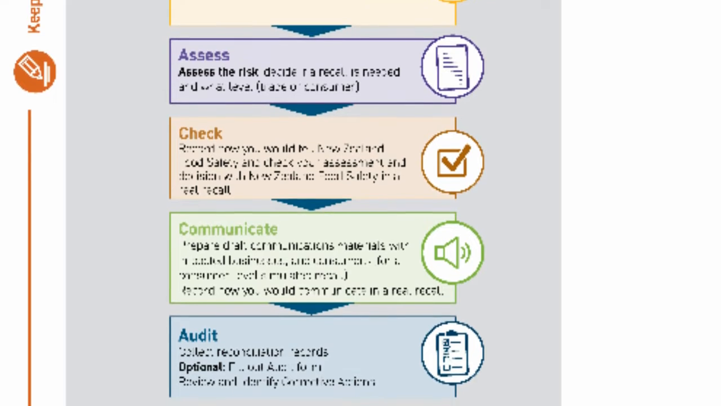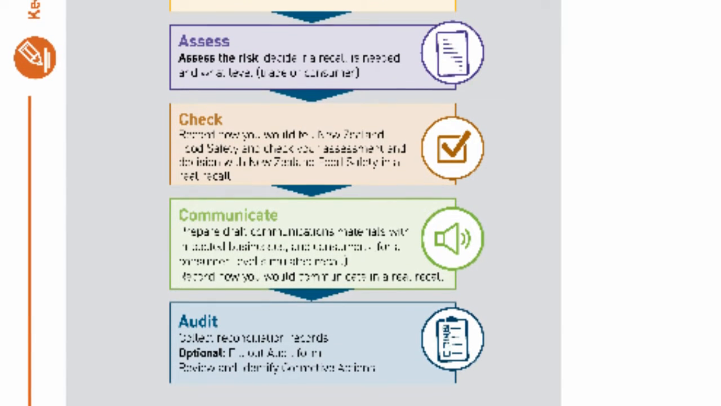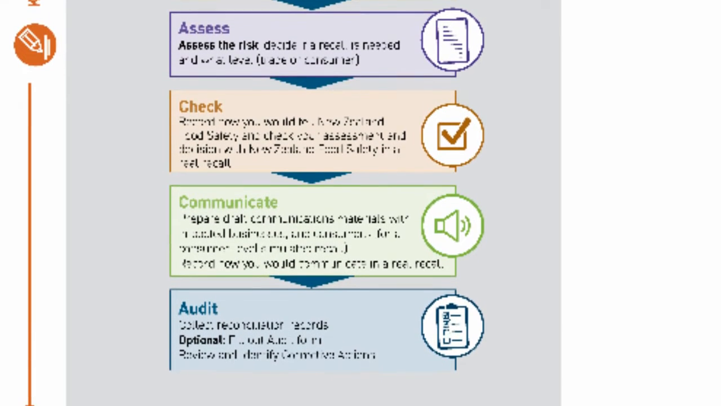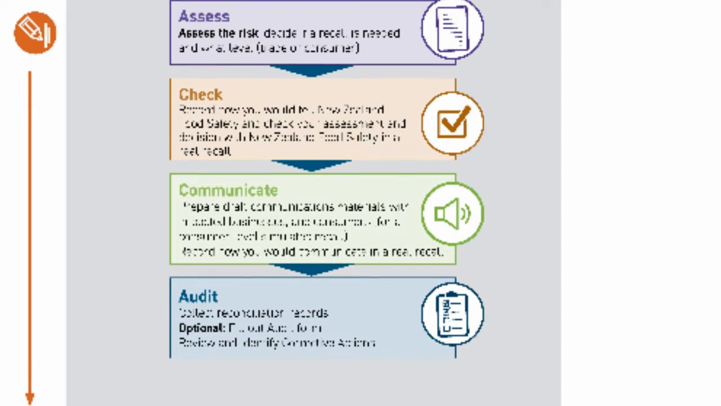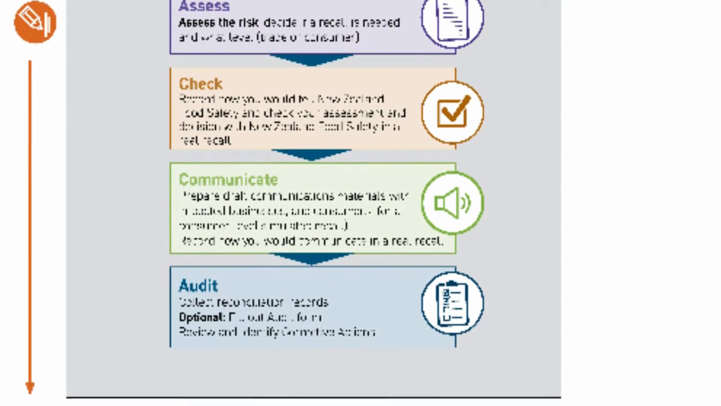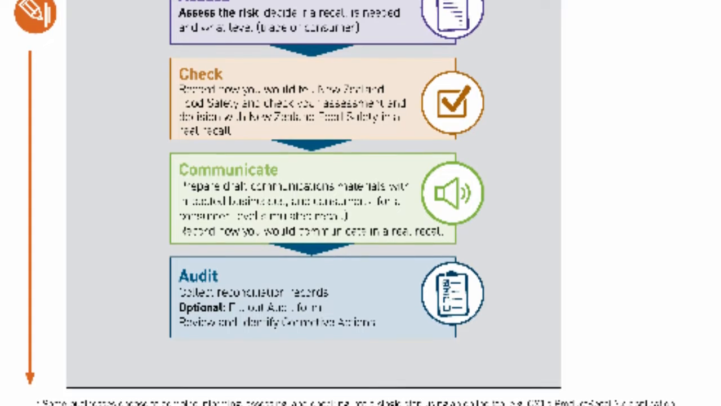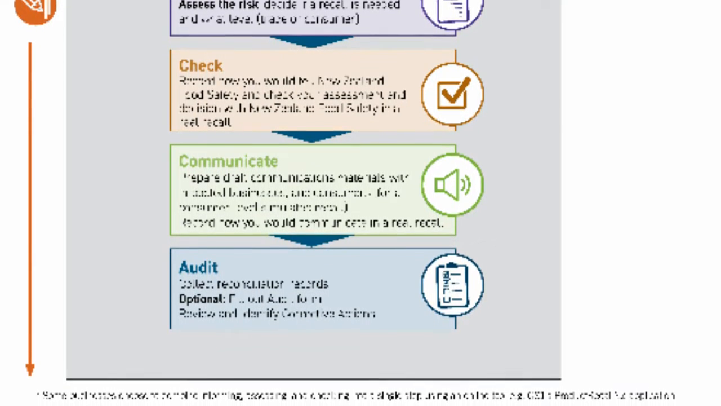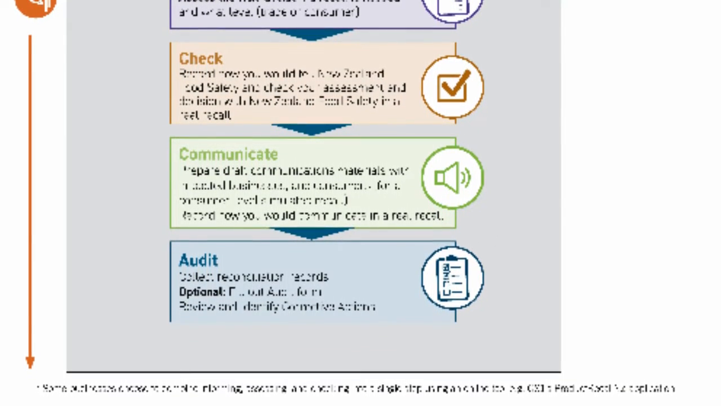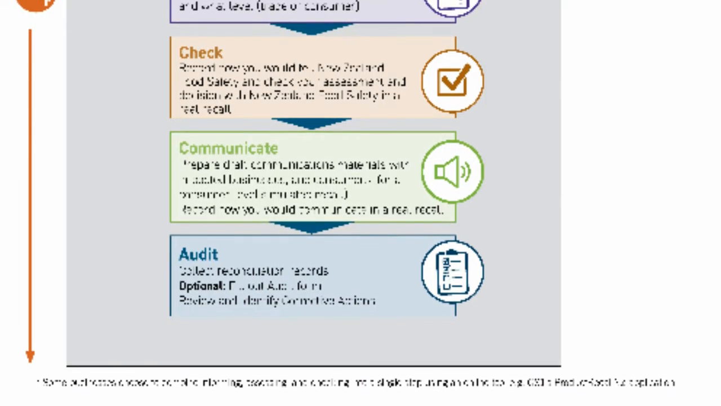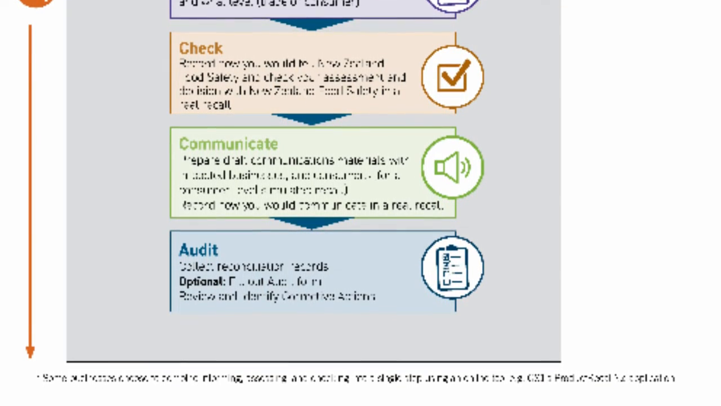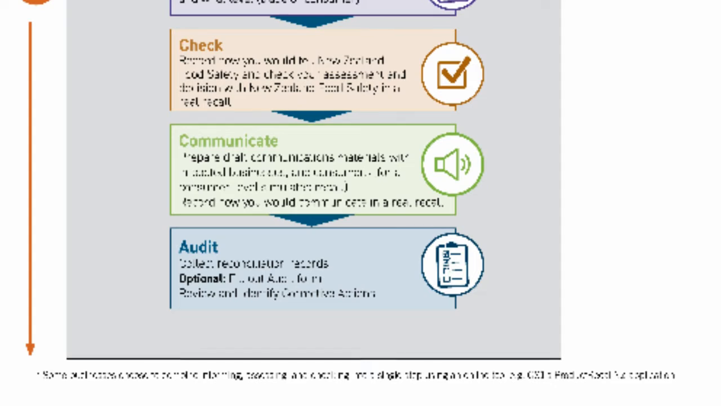Audit. Collect reconciliation records. Optional, fill out audit form, review and identify corrective actions. Note that some businesses choose to combine informing, assessing, and checking into a single step, using an online tool, such as GS1's Product Recall NZ application.